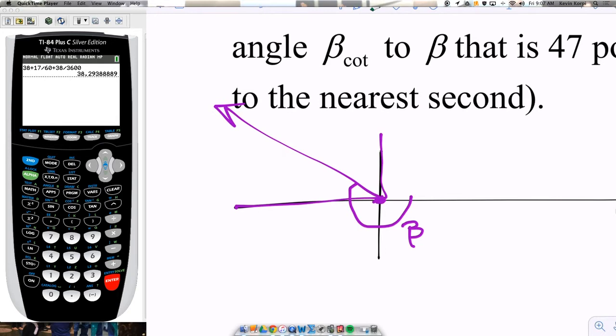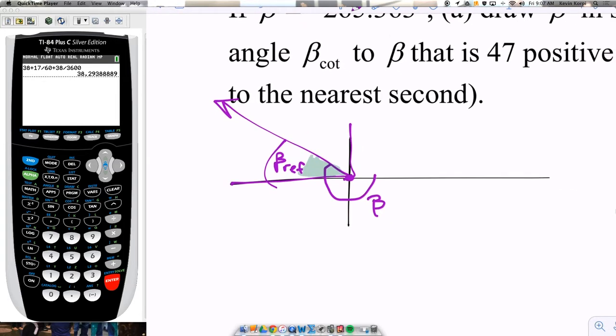The reference angle is the angle between the terminal ray and the closest x-axis. So this right here, shaded in green, is the reference angle. All right, so I'm going to go ahead and call that beta subscript ref. Now the question is, how do we find its measure?